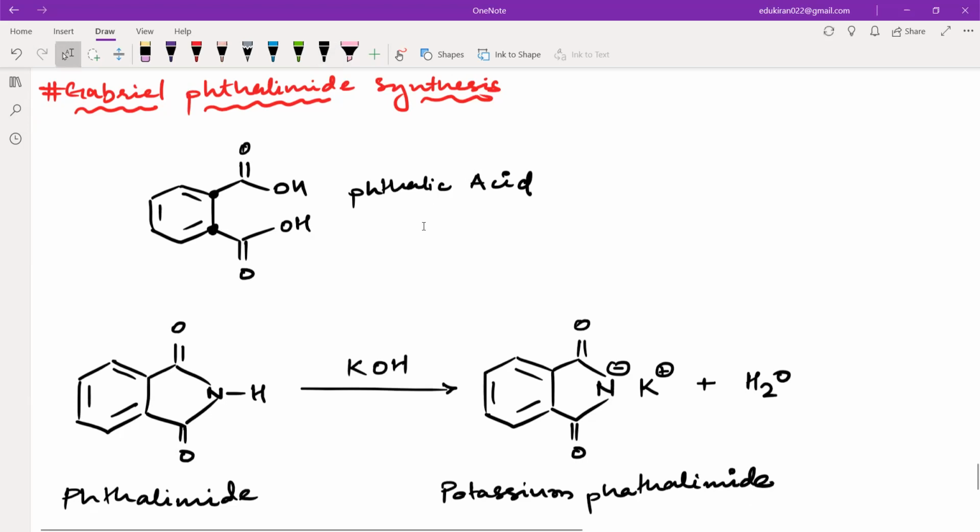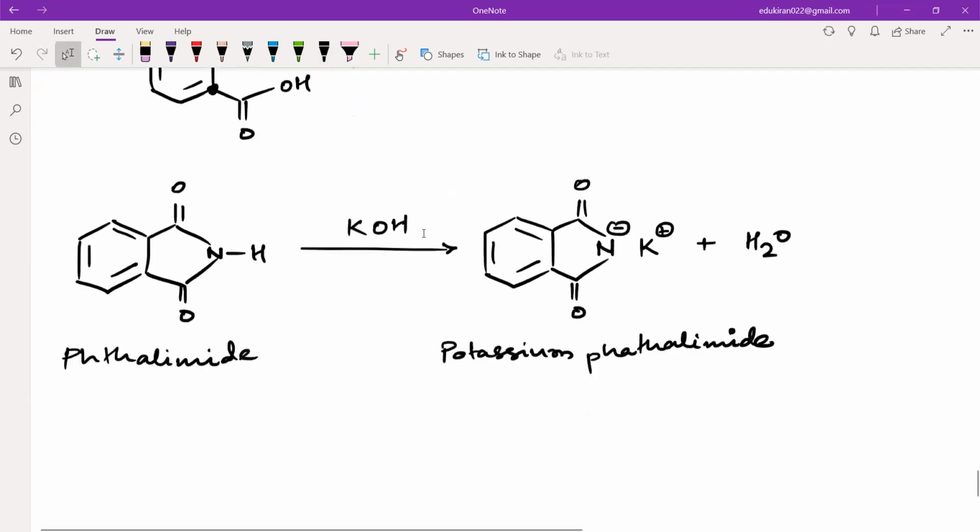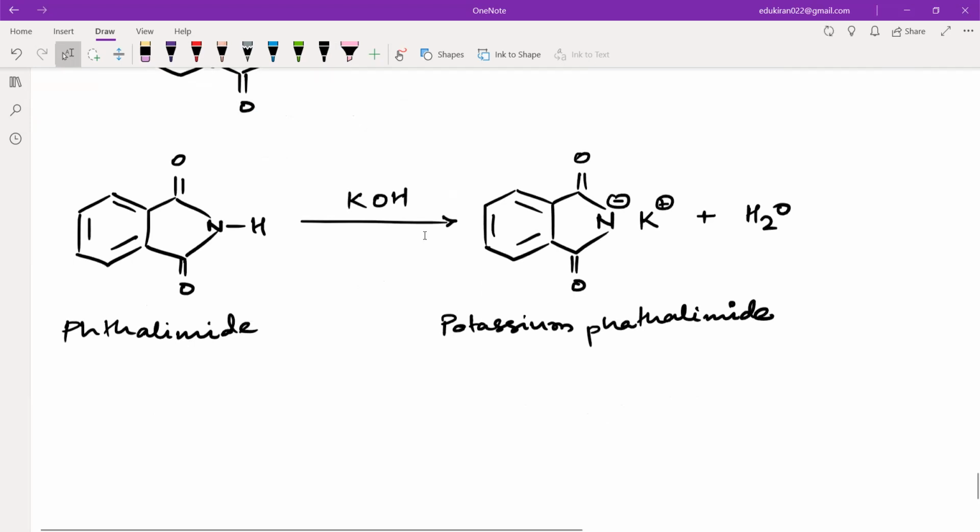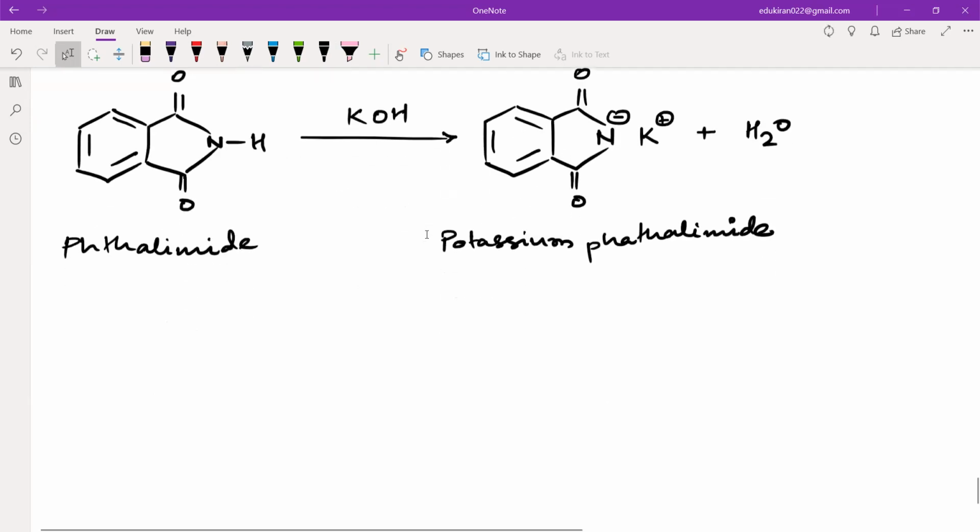Next, what do we do? Next, we react this with any alkyl halide. This is a very interesting reaction. We use such a large molecule to prepare such a small molecule. So what do we do?